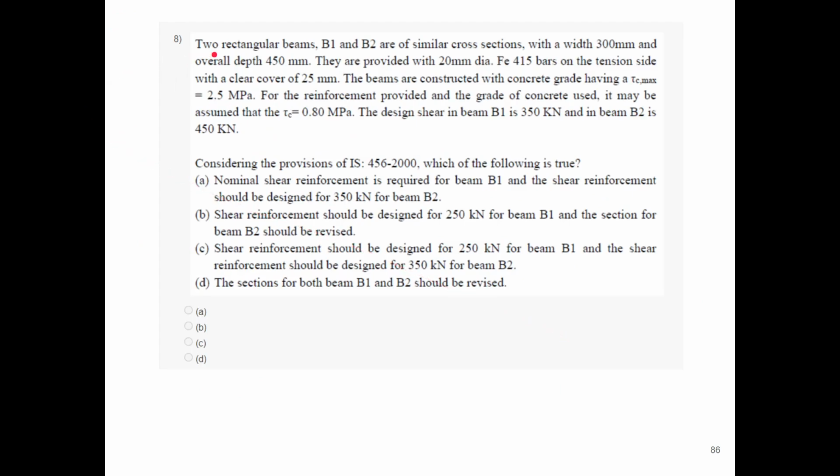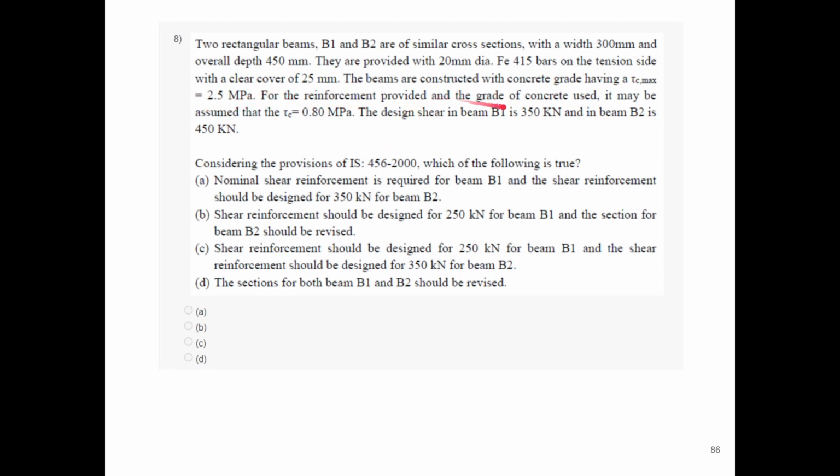Eighth question. Two rectangular beams B1 and B2 are of similar cross sections with a width of 300 mm and overall depth of 450 mm. They are provided with 20 mm dia Fe415 bars on the tension side with a clear cover of 25 mm. The beams are constructed with concrete grade having a tau c max 2.5 megapascal.